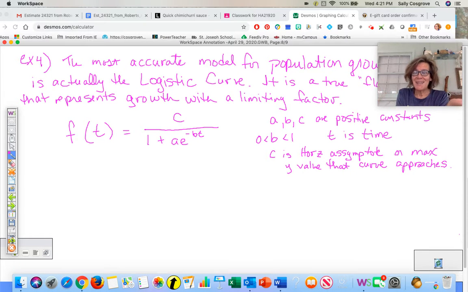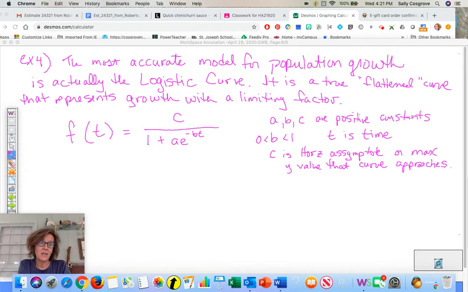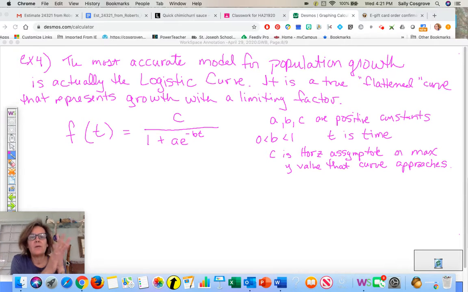So we're back with our last example. And this one is actually a model of population growth. And so what I want to share with you is that really exponential growth means growth without any restraint, ever. So think about, does anything really grow without any kind of limiting factor?